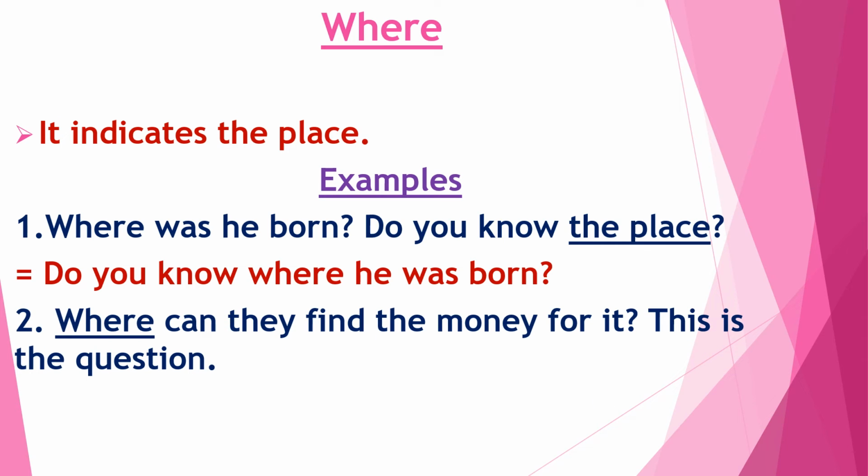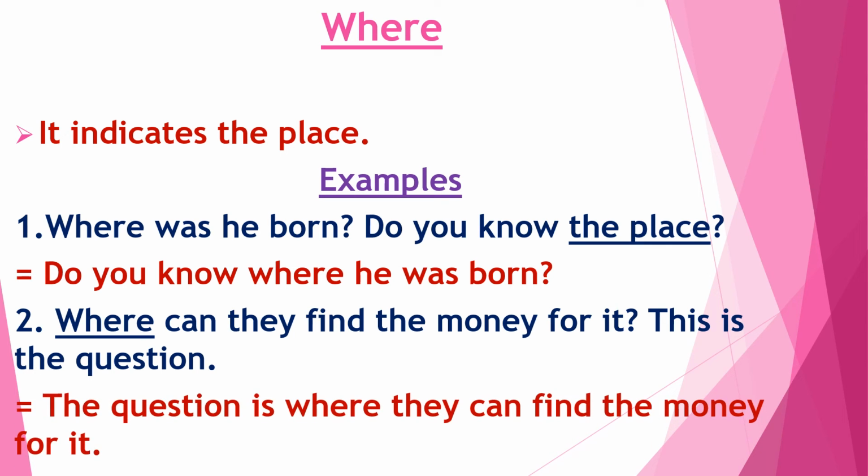Now see the next example. Where can they find the money for it? This is the question. So at first we need to use the question is. We remove this and use the question as a subject, then verb is. The question is. Then we use the sentence, where can they find the money for it? But we change here. Here we find can they, but here we use they can. I mean verb subject, can verb then subject, and here we use subject verb. So the question is where they can find the money for it. So in this way we can join the two sentences using where.